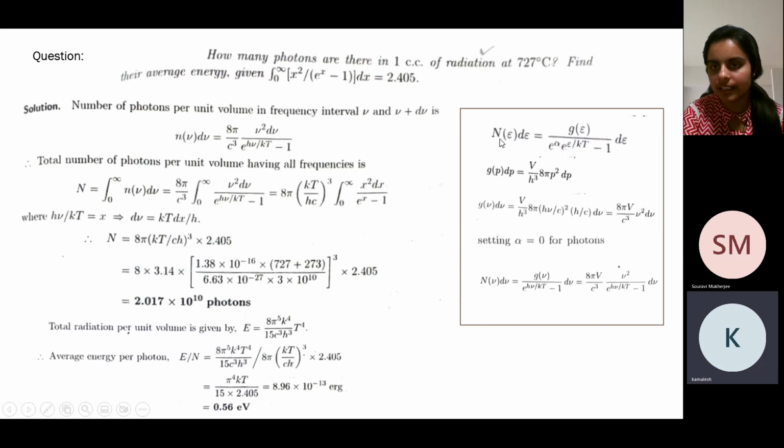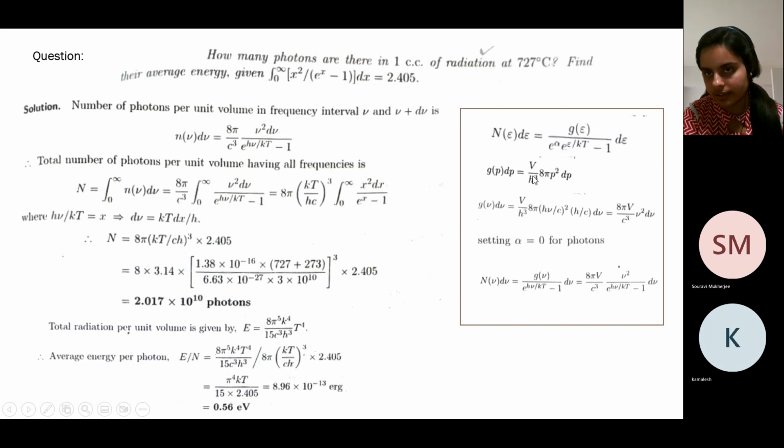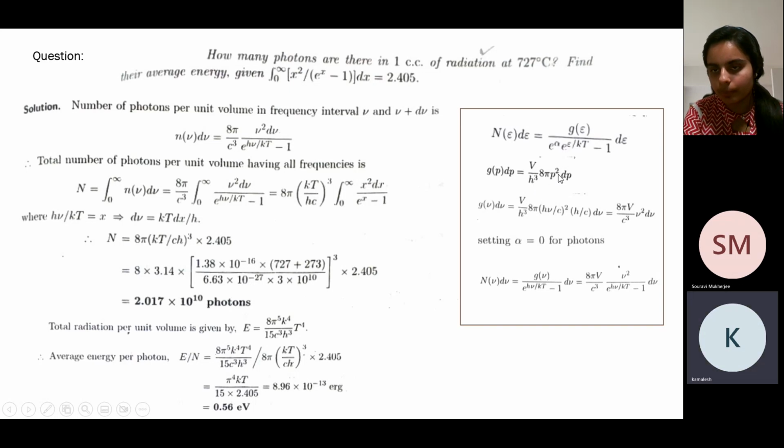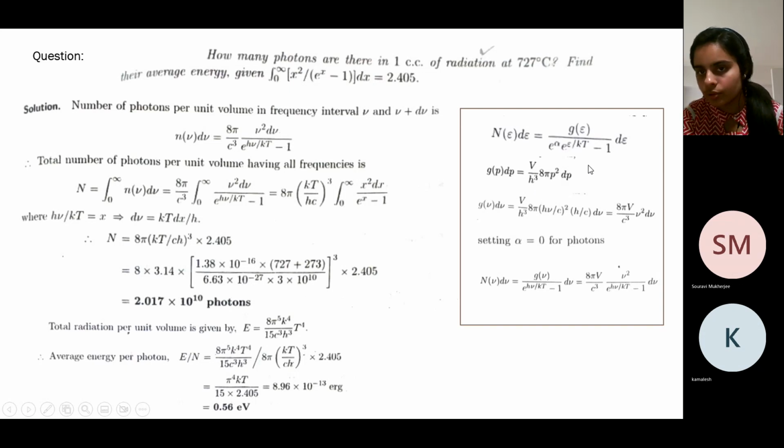Here n epsilon is the number of particles in the region epsilon to epsilon plus d epsilon, and this is the density of states, again in 3D. So you have V by h cube 4 pi p square dp into 2, because you can have different spin angular degeneracy, plus 1 or minus 1.